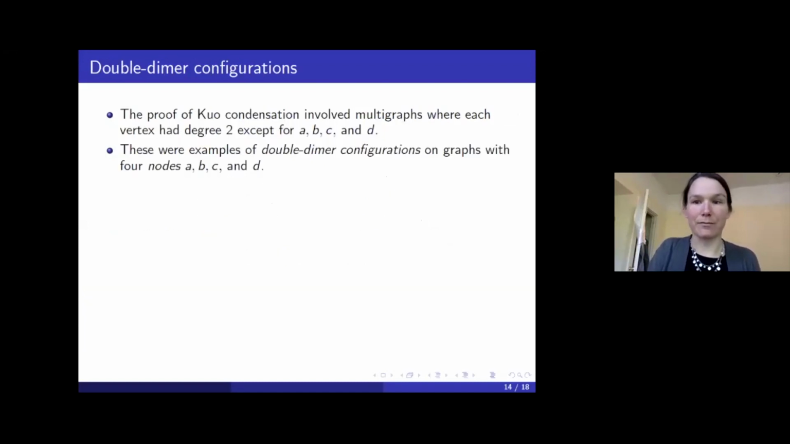And then next, I wanted to define double dimer configurations because that's what I'll be talking about during my seminar talk, and also just because we've already seen them. So the proof of Kuo condensation involved these multigraphs, where each vertex had degree 2, except for those 4 vertices A, B, C, and D. And those were examples of double dimer configurations on graphs with 4 nodes, A, B, C, and D.